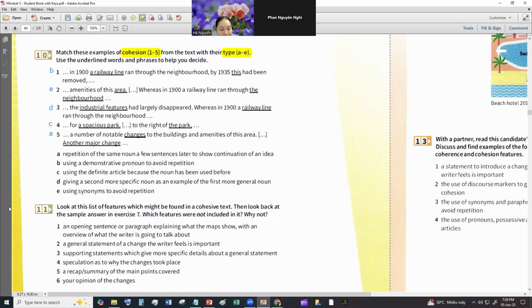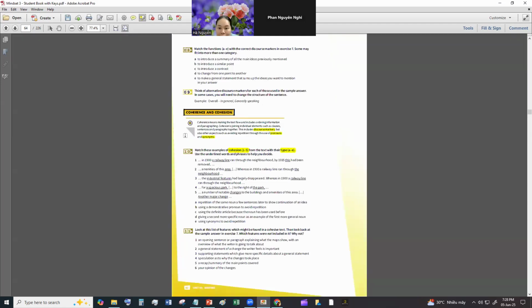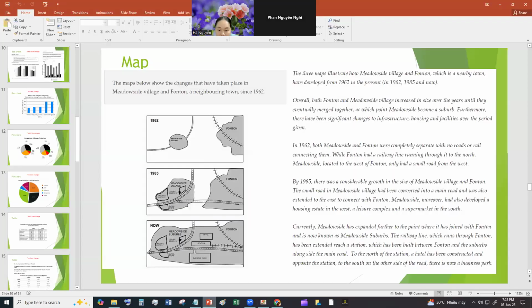Okay, so thank you for joining today's lesson. Just quickly recap the content with me. Firstly, for today's lesson, we looked at a sample map description. This is one way you can approach map description, that is going by the years or the maps. 3 maps, 3 body paragraphs.